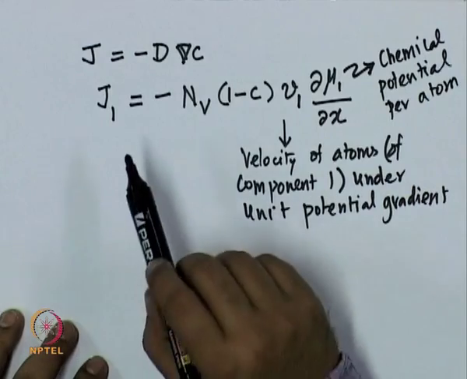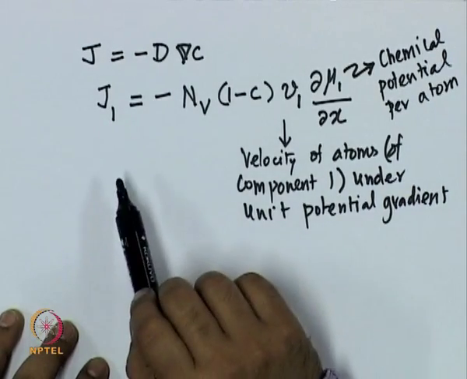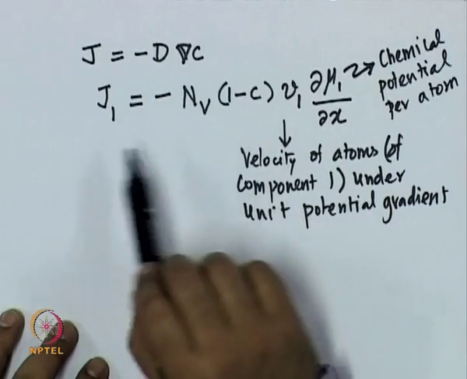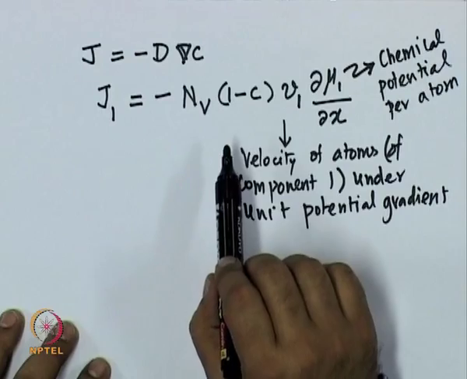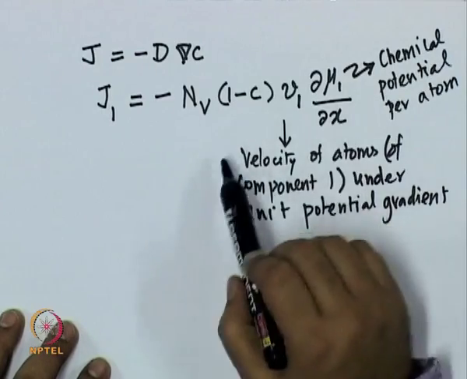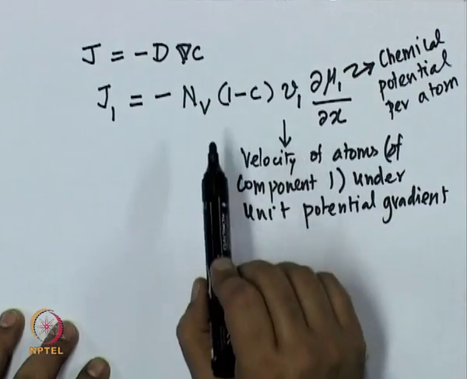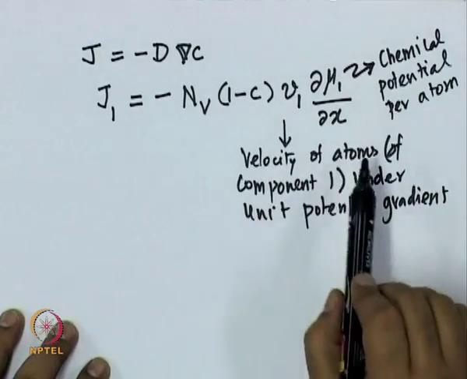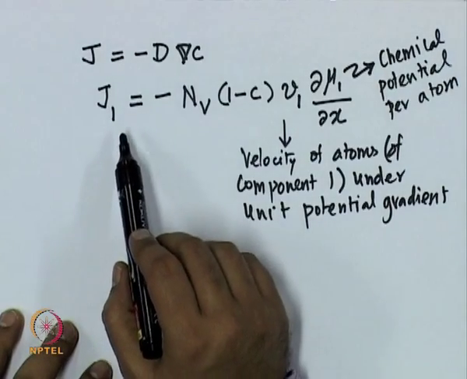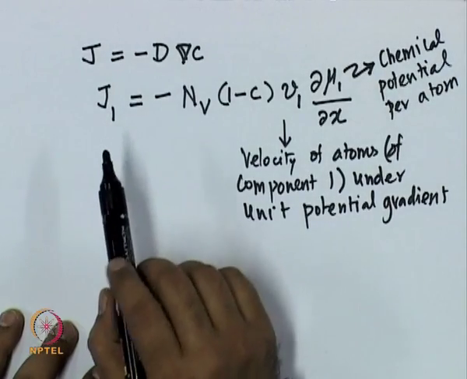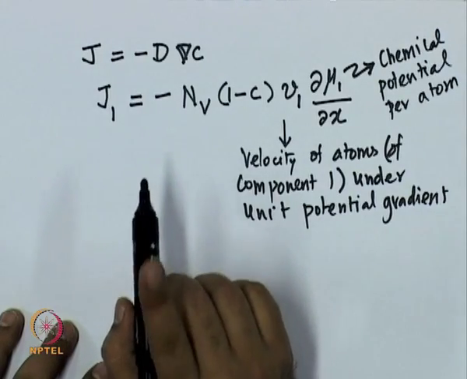It might be a good exercise always to do a dimensional analysis to see that the dimensions on both sides are in agreement. I will leave that as an exercise to you. It will be a tutorial at some point for you to take an expression like this and put the dimensions for each one of the quantities and see what is the dimension or units of this quantity J1, which is the flux of atoms of component 1.